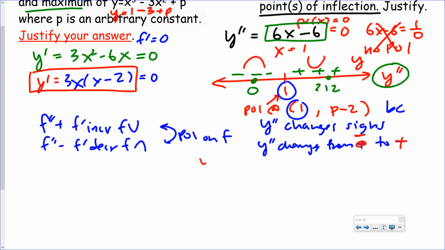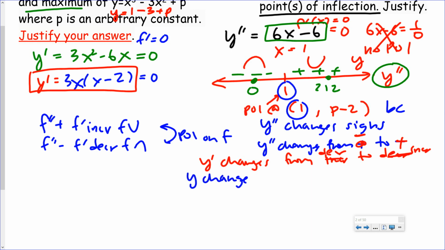Could I say y prime changes from increasing to decreasing? Can I say that? No. What could I say, though? From decreasing to increasing. That would be okay. All right, for the justification, can I say y double prime changes from concave down to concave up? Guys, you can't use this intersection sign, so you have to write it out. Is that a justification? No.